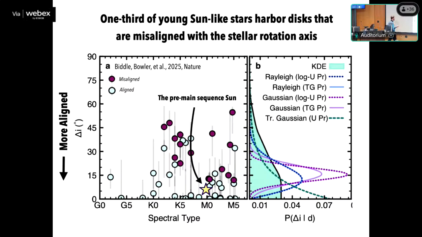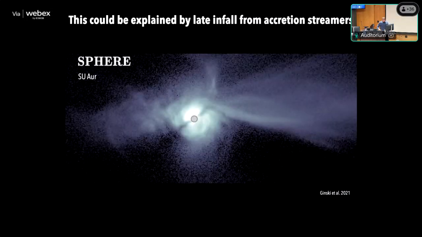And so if we put up the pre-main sequence sun, which had a spectral type of something like M0, it fits snugly in this distribution. It's not a particular outlier. 7 degrees doesn't seem to be an anomaly with respect to this larger sample. OK, so we're not saying it is necessarily primordial, but it's consistent with this primordial obliquity distribution.